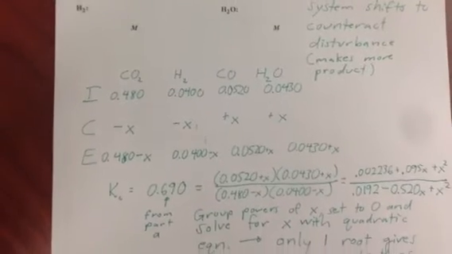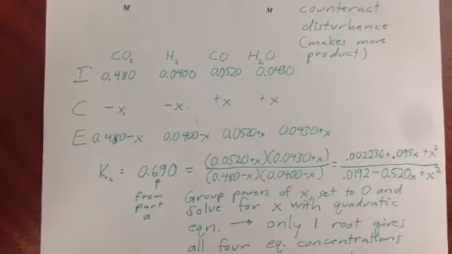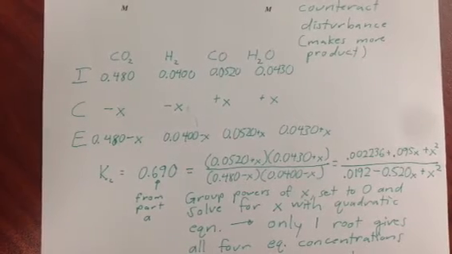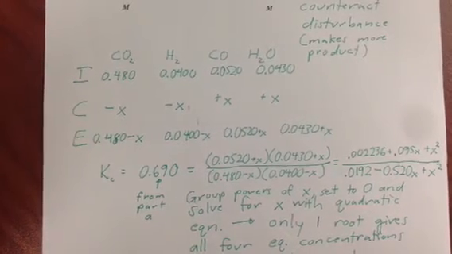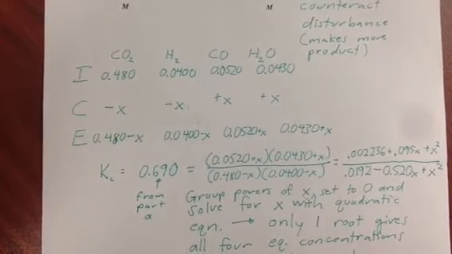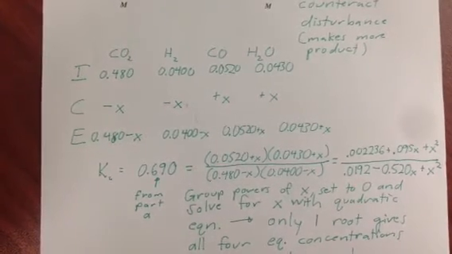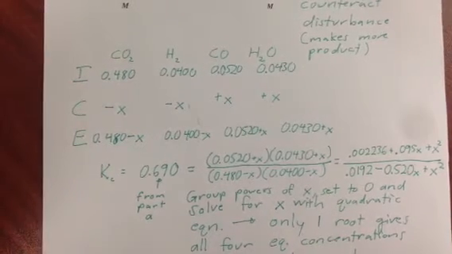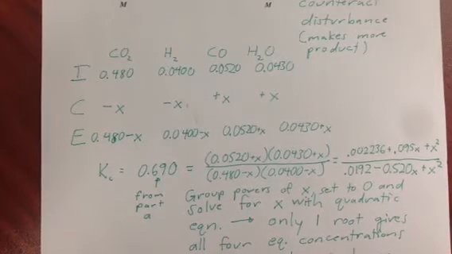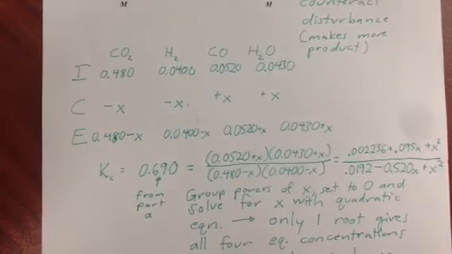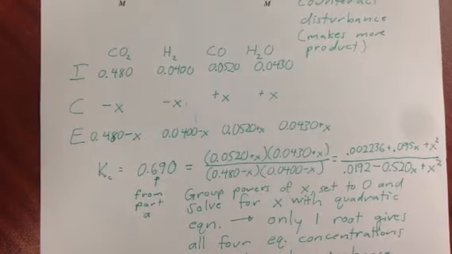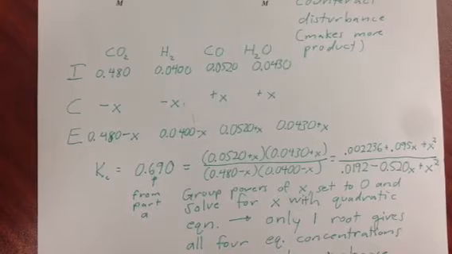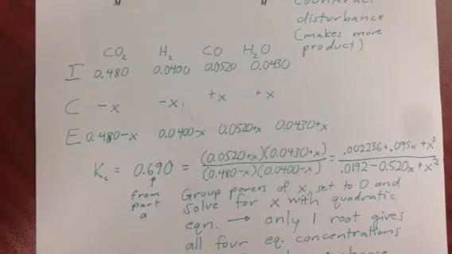In order to perform this calculation, we set up our ice table with our initial concentrations given to us in part A. We assume that those are the concentrations for all of the species before it has gone in this forward reaction, except carbon dioxide is replaced with this new concentration given to us in part B. We do a minus X in the change column, change row rather, for each of the reactants, and a plus X for each of the products.